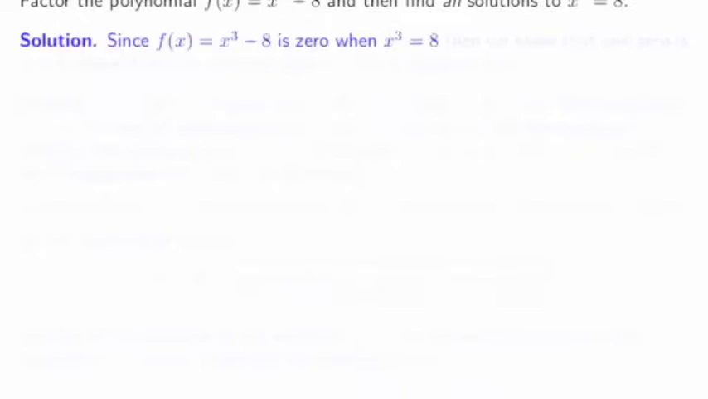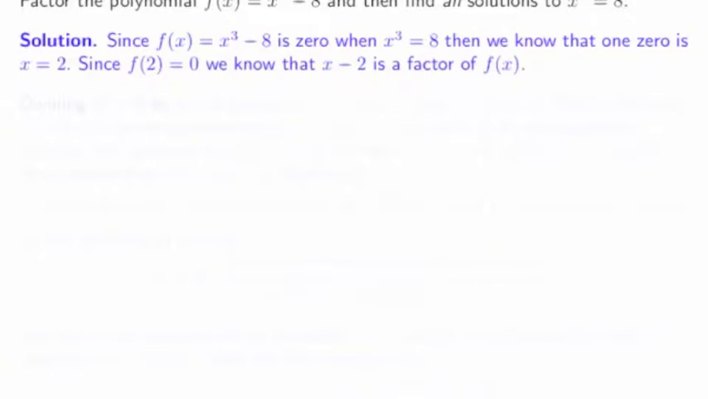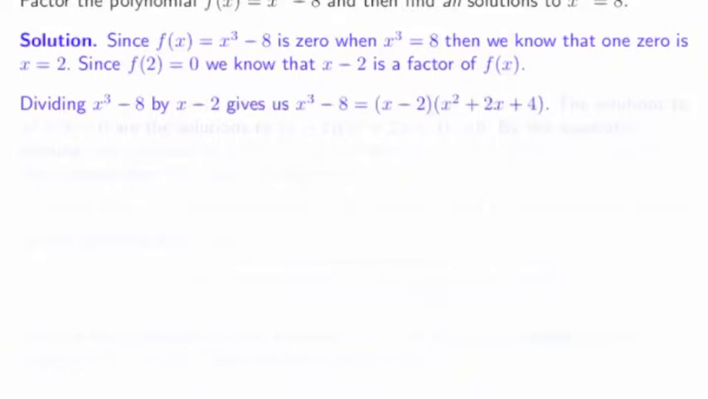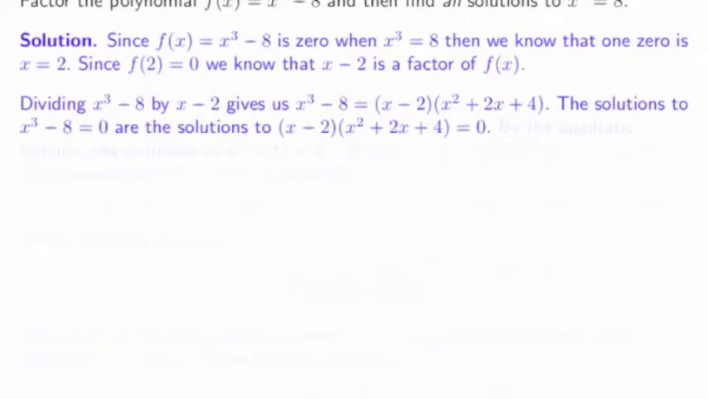Here's another problem. We can factor the polynomial x cubed minus 8 and find all solutions. We know one solution is 2 because 2 cubed is 8. Since f of 2 is 0, then x minus 2 again is a factor, and so we can divide x cubed minus 8 by x minus 2 and get a quadratic, x squared plus 2x plus 4. The solutions to the equation x cubed minus 8 equals 0 are then the solutions to the equation x minus 2 times this quadratic is equal to 0.